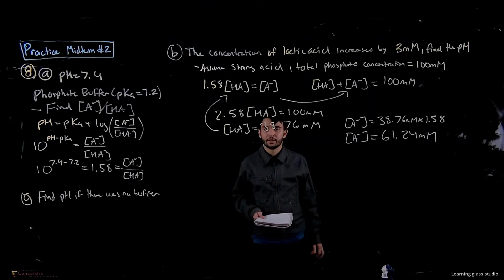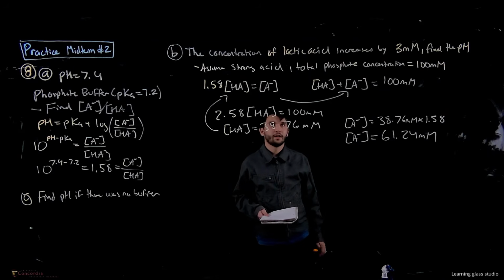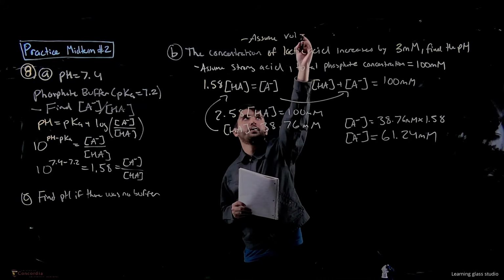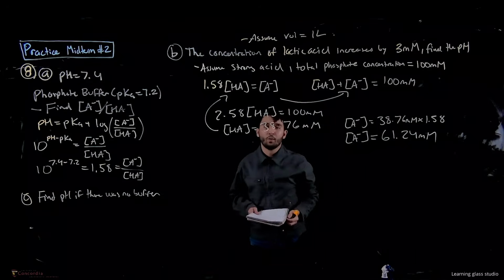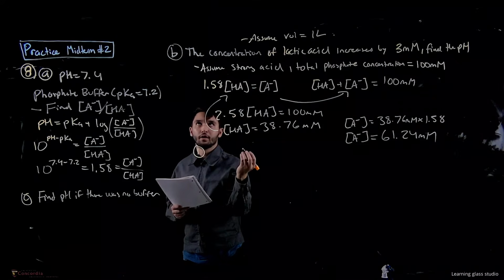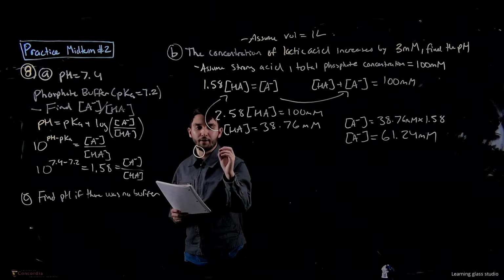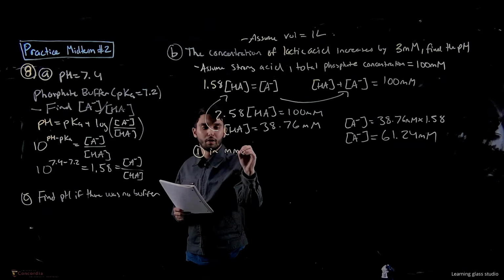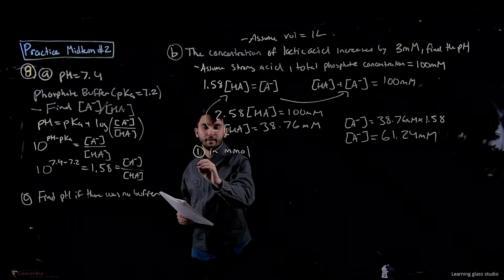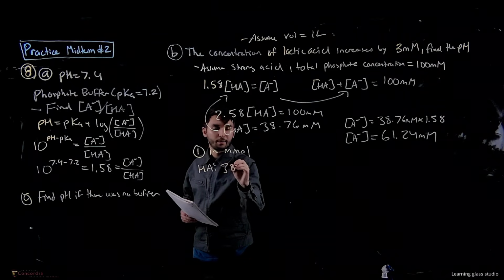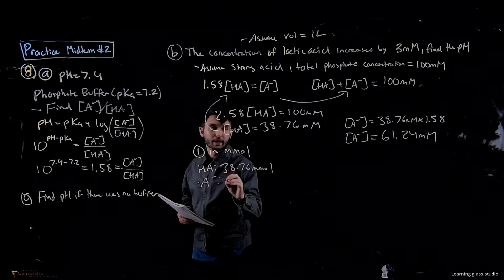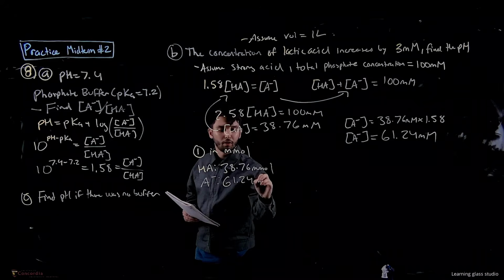However, the volume isn't given here, so we just assume what the volume is. In this case, I am just going to assume volume is equal to 1 liter. It's arbitrary, but 1 liter simplifies all of our calculations. So the first step here will be to get everything in millimole. To do this, we just multiply everything by the 1 liter, and what we find is HA, we get 38.76 millimole. For A minus, we get 61.24 millimole.